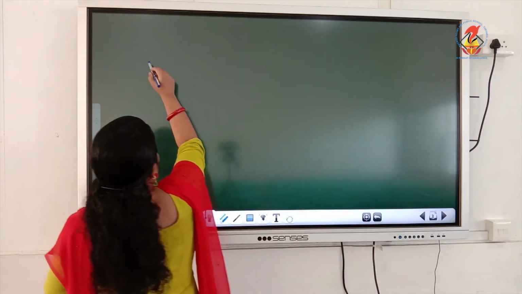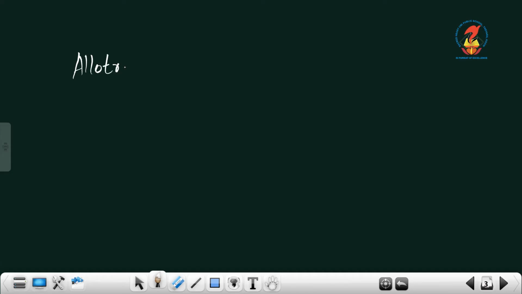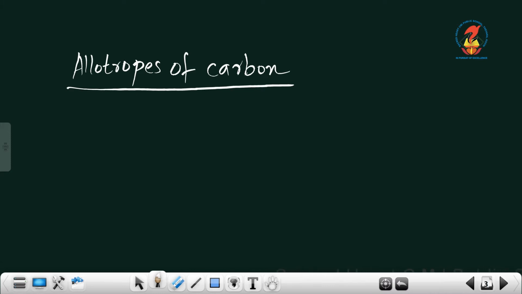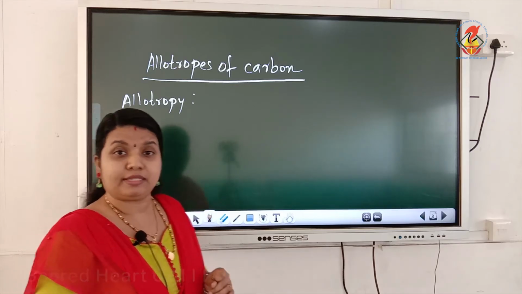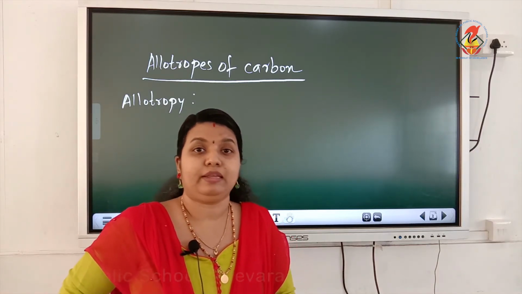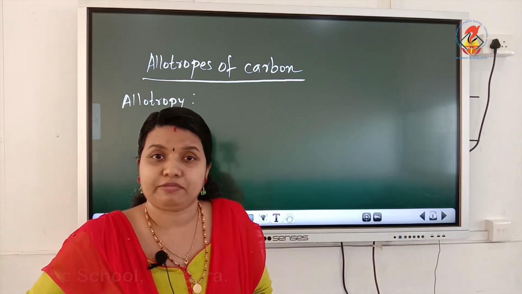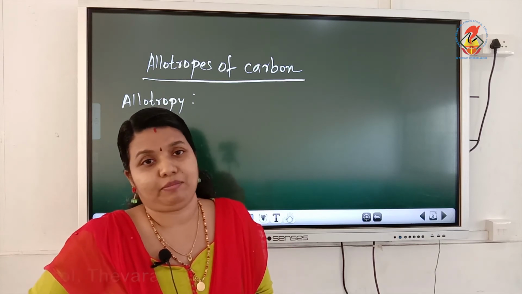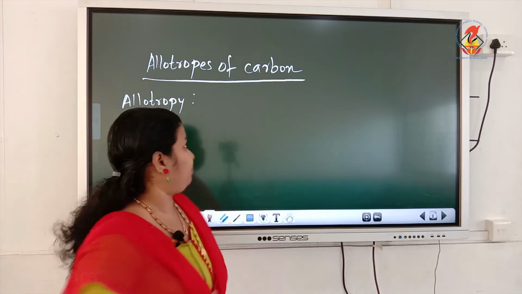Now the next topic is allotropes of carbon. There is a phenomenon known as allotropy. This also you have seen in the previous chapter. What is allotropy? The existence of an element in different forms. The existence of an element in different forms with different physical properties but same chemical properties. This is known as allotropy.